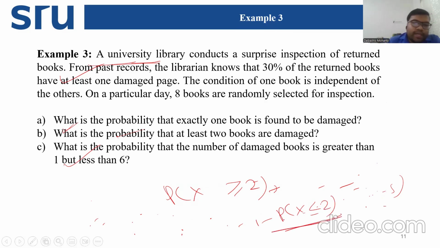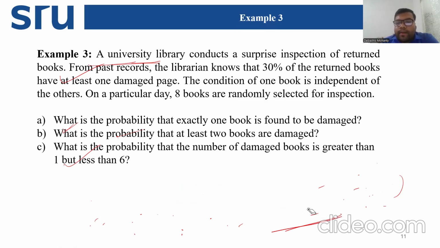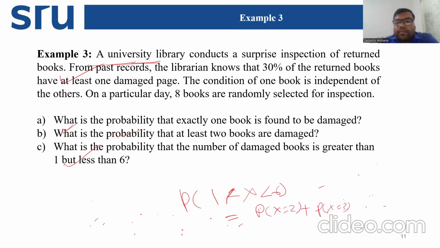Okay, students. Next, in the third question, we found the probability of 1 less than x less than 6. So we need to calculate the probability of x equals 2 plus probability of x equals 3 plus probability of x equals 4 plus probability of x equals 5. Okay, students, so this is all that the problem is asking.